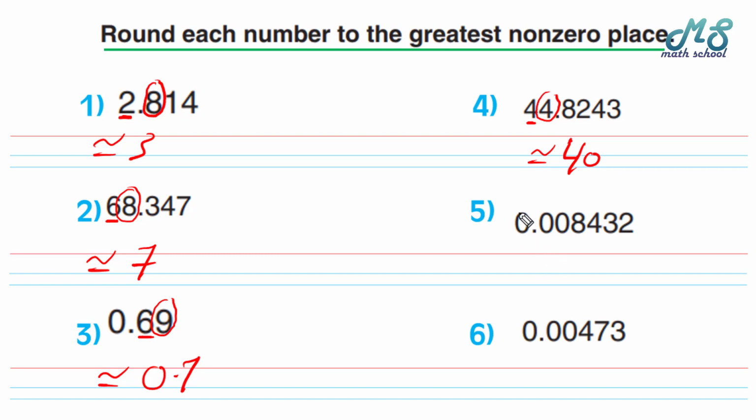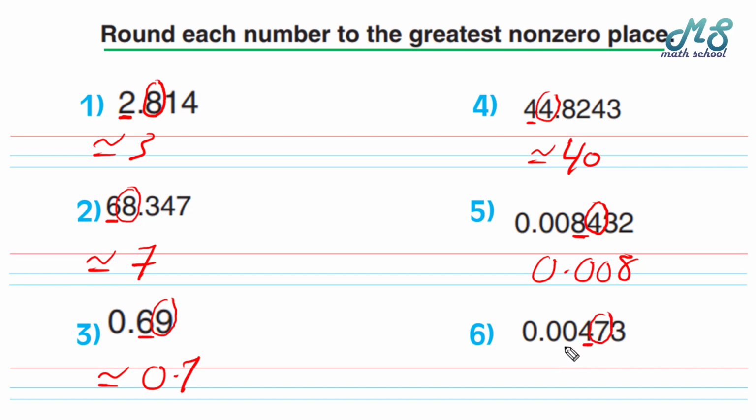Next, the greatest place is the 1st place, but it's 0. Go to the next 0, 0. So the greatest non-zero place is 8, which is the thousandth. Circle the right digit, which is 4. 4 is less than 5. Now it's rounded to be 0.008. So keep 8 as it is. It doesn't change.